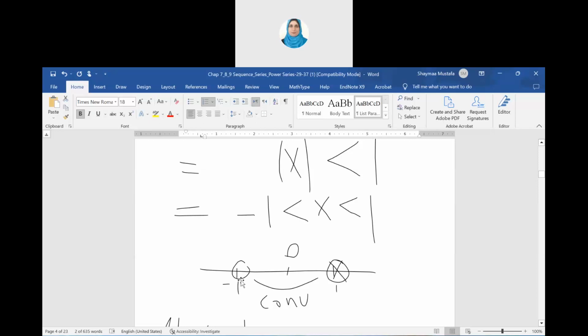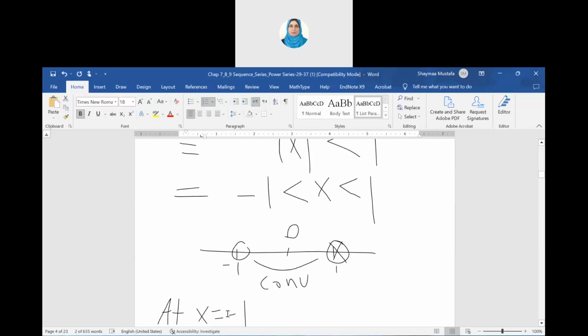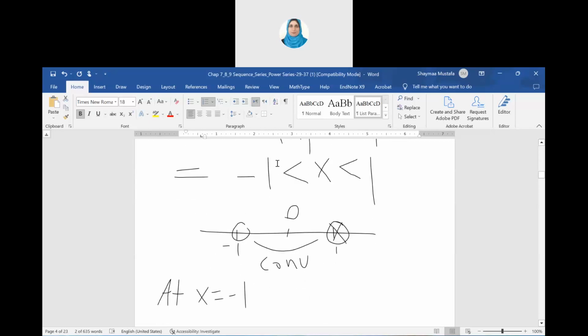But we still have a problem at the boundary points, when x equals -1 and x equals 1. We don't know if it converges or diverges, so you have to check. At the boundary, you have to check separately. You have to check at x equal to -1 if the series converges or diverges, and then you also have to check at x equal to 1.